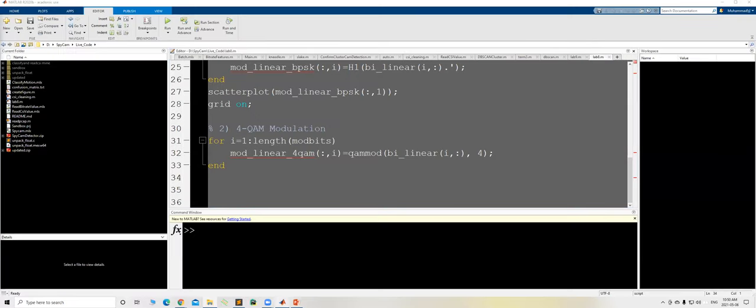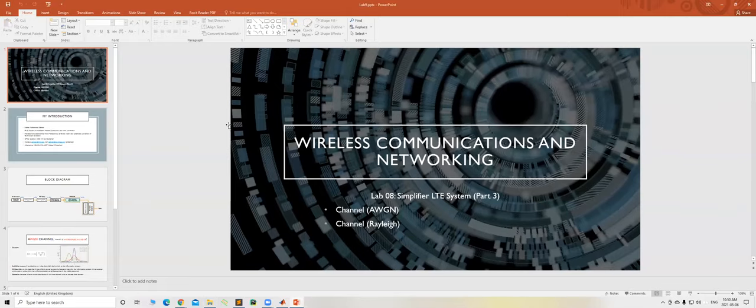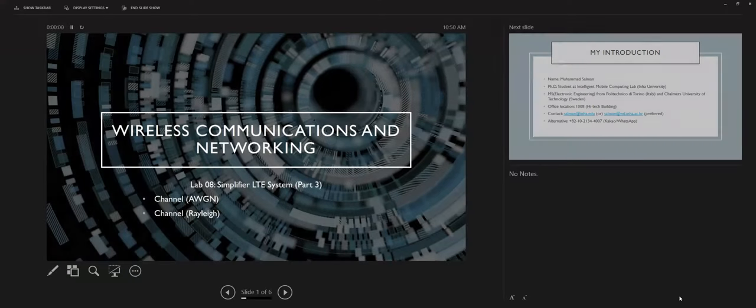So let us start today's lab. And today's lab is about the channel. So the channel that we are using in the communication models.